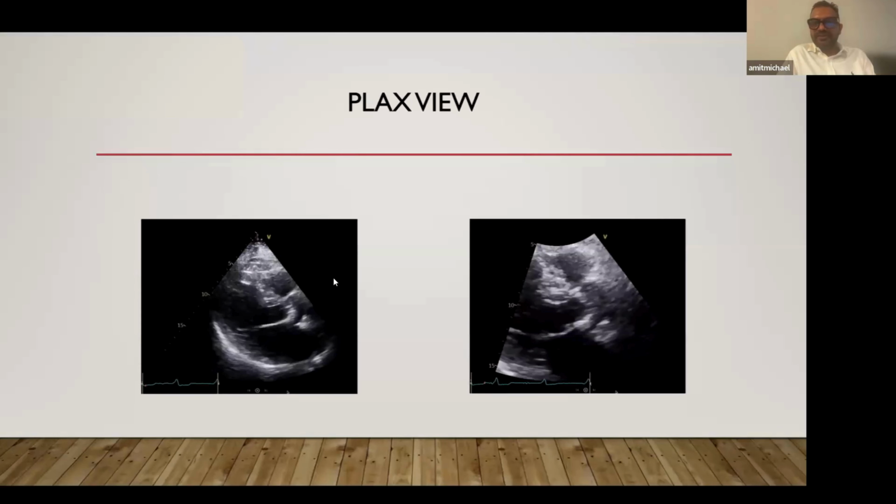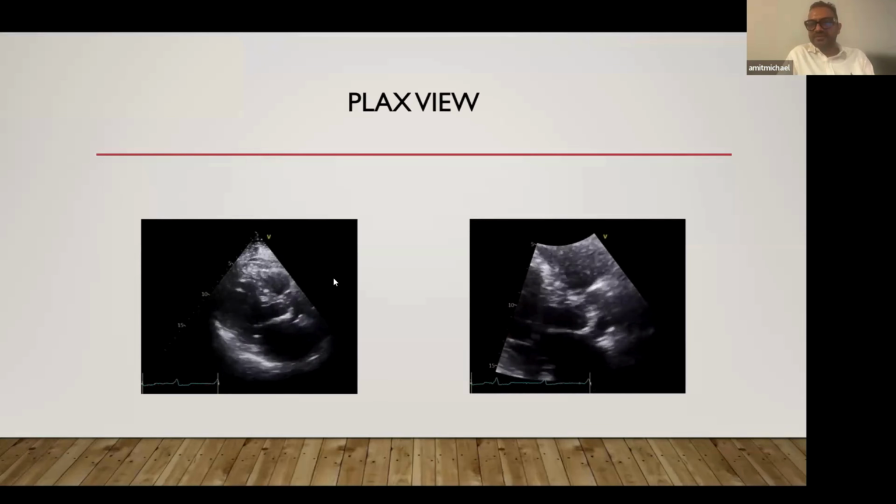So I'll play some echo images for him. On the left side, there's the parasternal long axis view. And you can appreciate the aortic valve there. And it's a close-up of the aortic valve. So you can see it's quite a calcified aortic valve, which is opening, but minimally. The LV function looks normal on the echo.